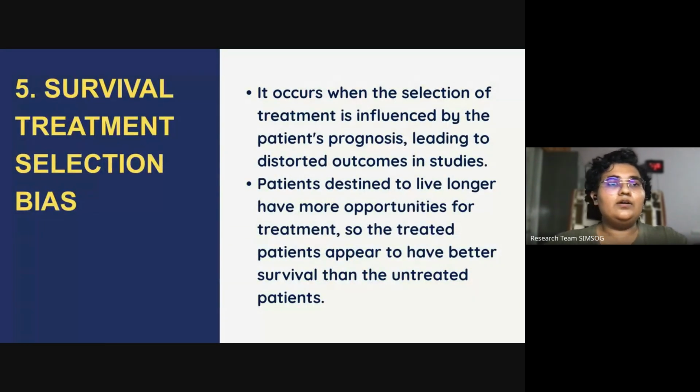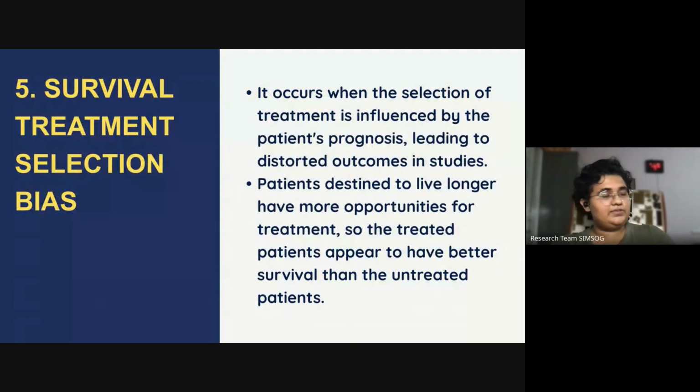Okay. Moving on with the topics, we were talking about survival treatment selection bias. This bias states that when we do the selection of a treatment based on the prognosis of the patient, this bias can occur. It will lead to distorted outcomes in studies, because patients who are destined to live longer have more opportunities for treatment. So the treated patients appear to have better survival than the untreated patients.